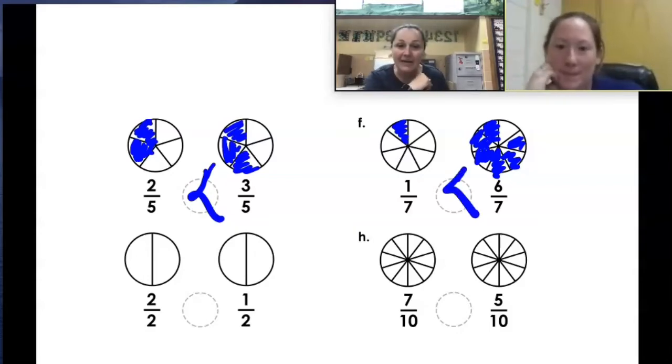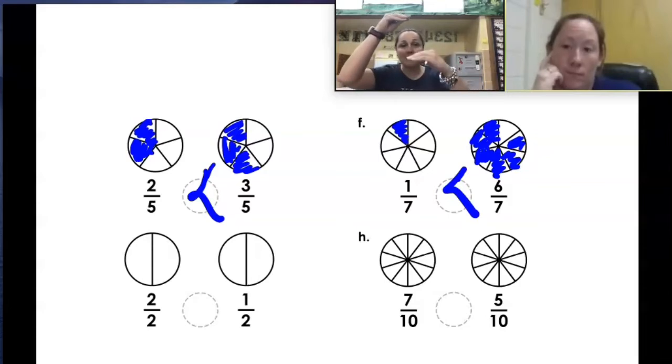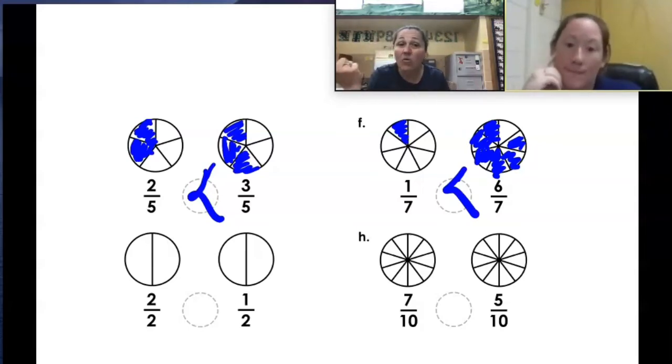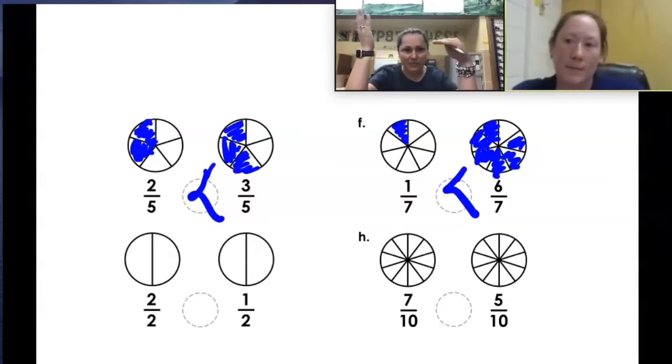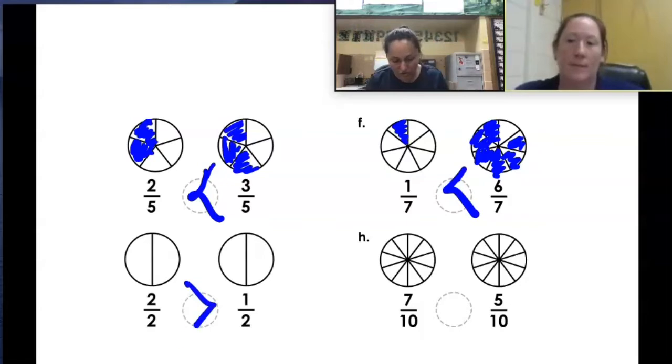Now, looking at my bottom, I see a number 2/2. And we all know if I see the same number on top as the same number on bottom, that's a whole thing. That is 1. So 2/2 tells me that it is 1. It means I ate the whole gosh darn pizza. I look at the next one and it says I ate 1/2 of the pizza. I ate the whole pizza or I ate half a pizza. You know it. That one is bigger.